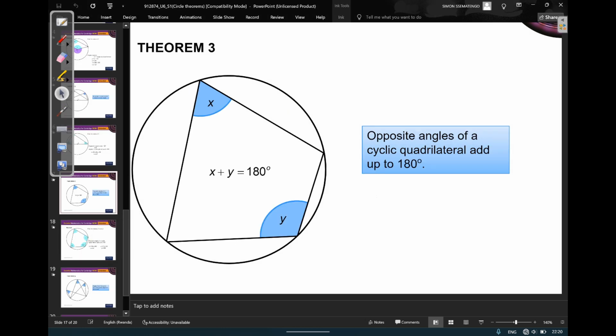Theorem number 3. Opposite angles of a cyclic quadrilateral add up to 180. So I have an angle here, then another one here. When we add them, they give us 180. The vertices of this quadrilateral are all on the circumference of the circle. That's why we call it the cyclic quadrilateral.